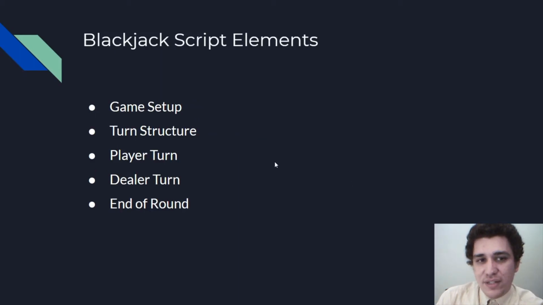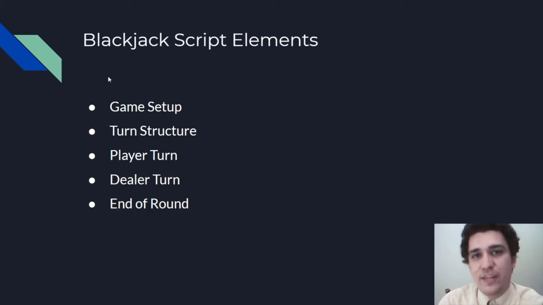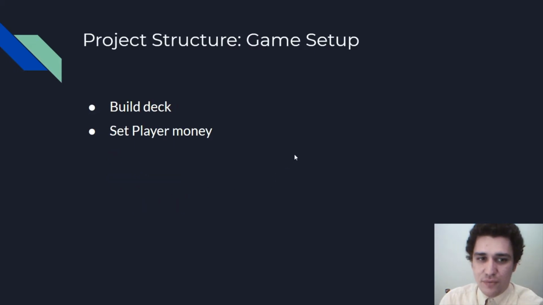Now I'd like to briefly talk about the elements of the Blackjack script. In general, we're going to start with the game setup, which will be things like creating the deck, assigning player money, and dealing with all of the initial elements that will just get the game ready to play. And then we're going to need to define how the turn structure works. I've got a slide that goes over how the turn structure will work, and then I've also got a slide on what the player's turn is going to consist of and what the dealer's turn is going to consist of. And then finally, how we're going to handle the end of round.